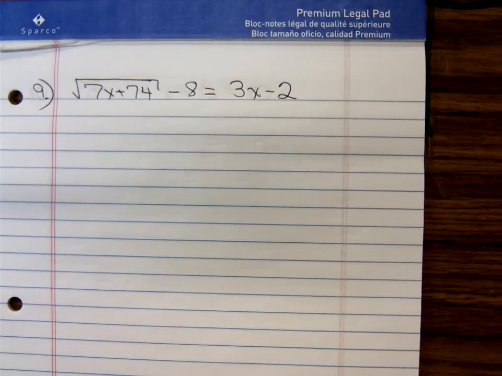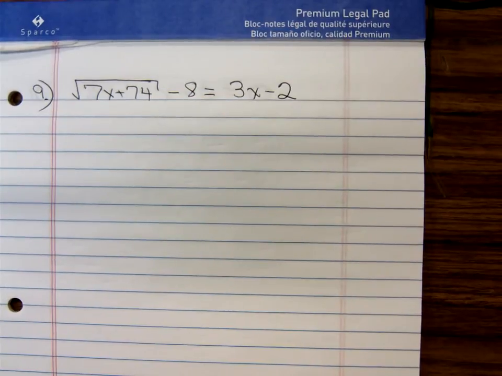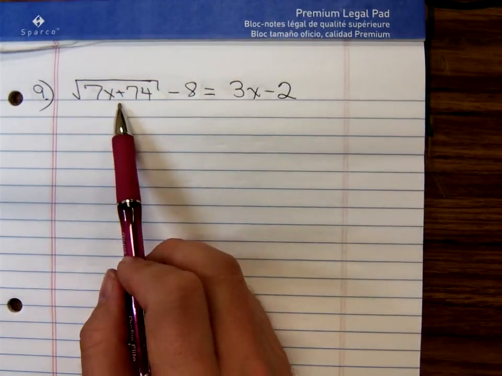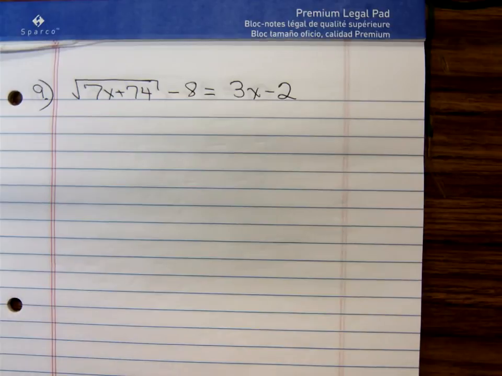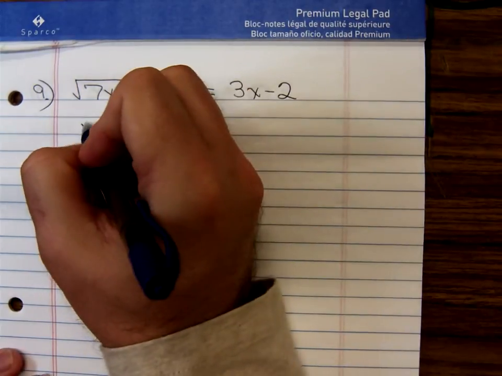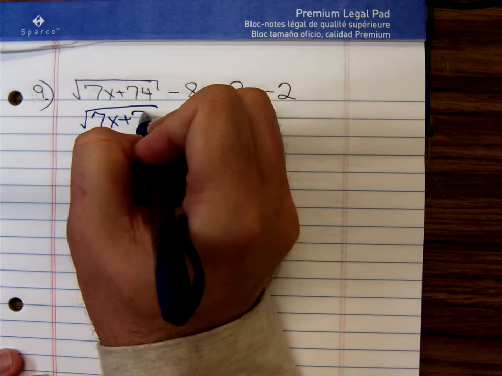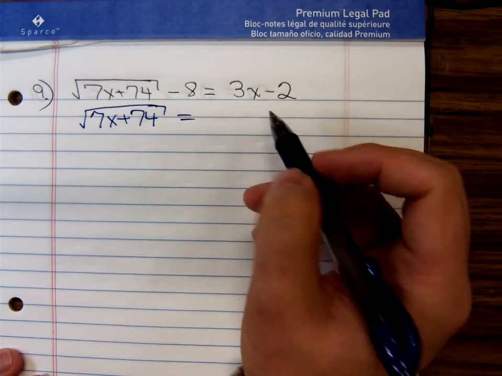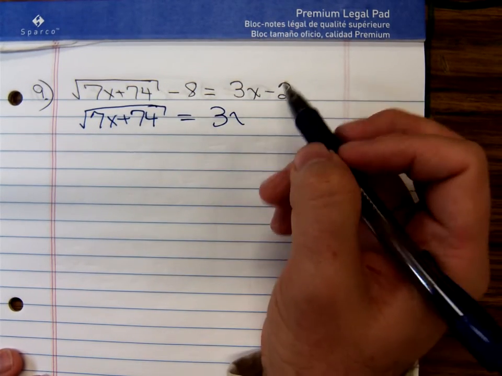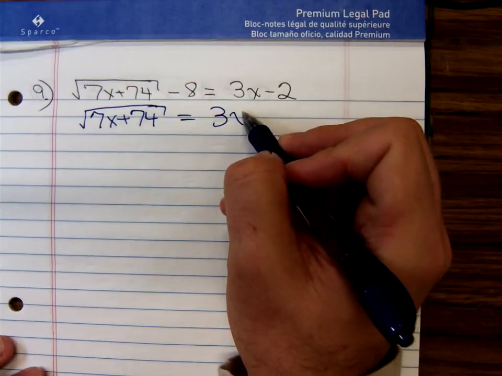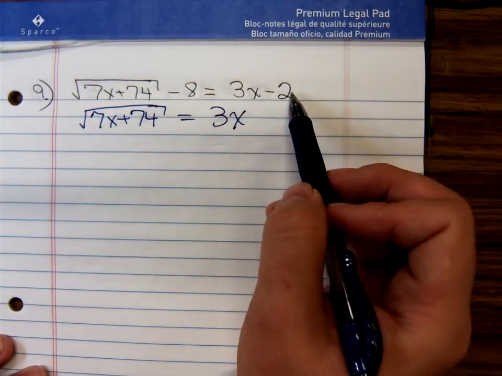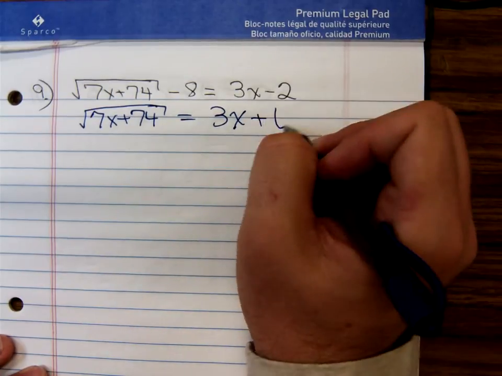It's a square root, so I'm going to have to square both sides. Can I square both sides right now the way it's written? No. What do I need to do first? I need to isolate the radical, so I add 8 to both sides. So that says the square root of 7x plus 74 is equal to, that's a 3x, not a 32. Add 8, negative 2 plus 8, that gives me a positive 6.